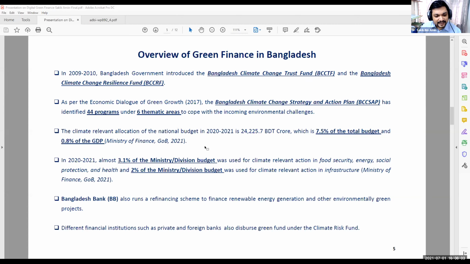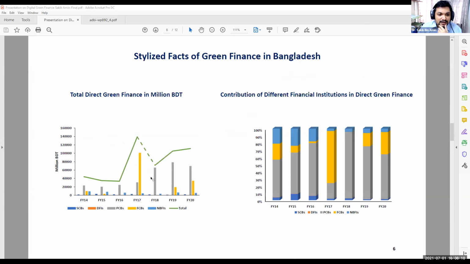So we have the government schemes. At the same time, the central bank, which is known as the Bangladesh Bank, is also running a few schemes in green finance. And if you look at these stylized facts, there are 5 years of data, 2014 to 2020. So yes, no doubt, there is growth in green finance funding. Green finance increased by almost 150% in the last 5 years. But there are fluctuations.